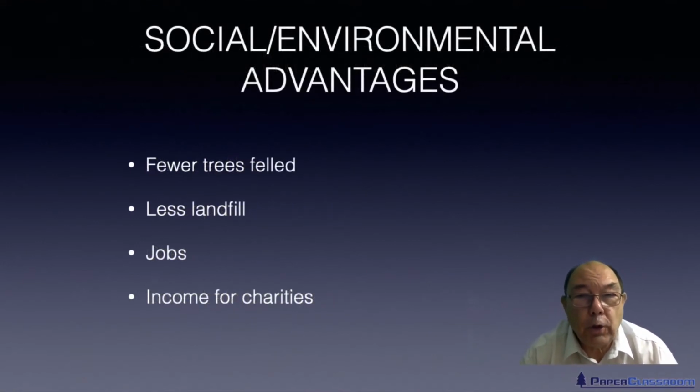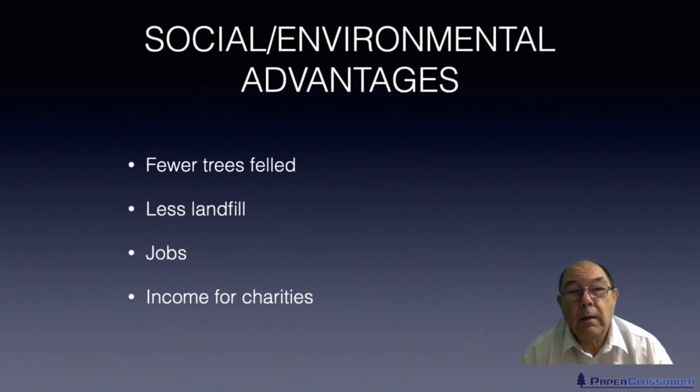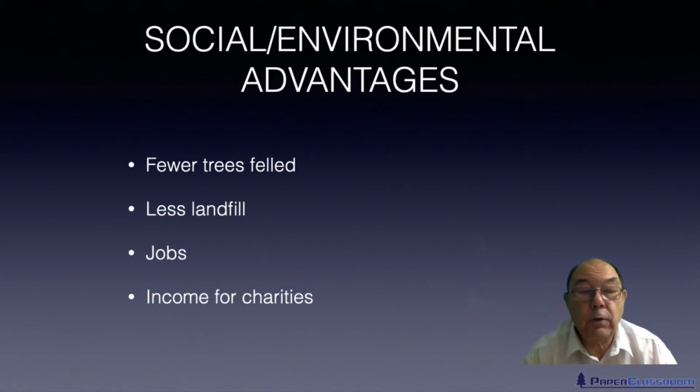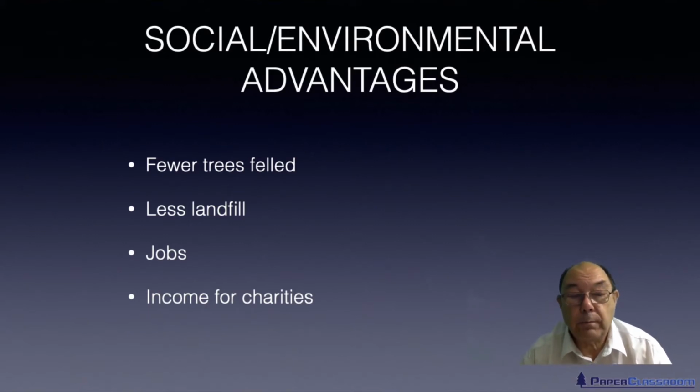And there are, as I say, social and environmental advantages. Fewer trees are felled. If you're using recycled fibre, you're not having to fell some trees to make that product. Less landfill. Normally that's what happens to paper. It just goes in a big hole in the ground. So you're saving that space for something else. There's a lot of manual sorting involved in sorting recycled fibre into its 50 grades. So it provides jobs. And not so much nowadays, but it used to be a good income for charities at one time.